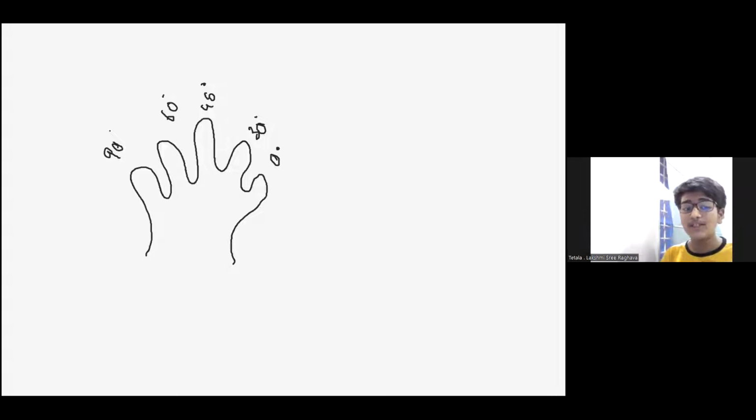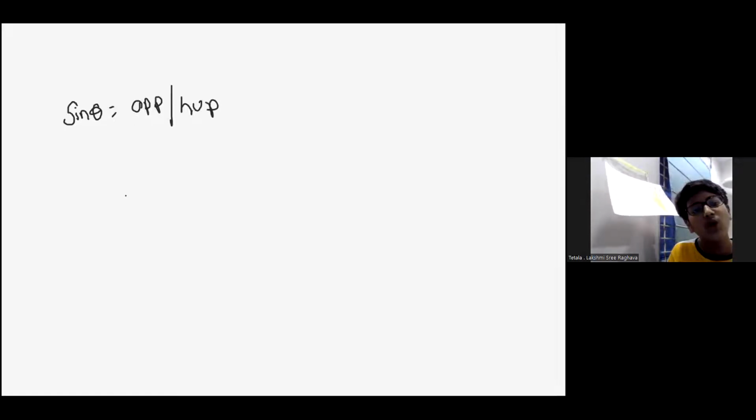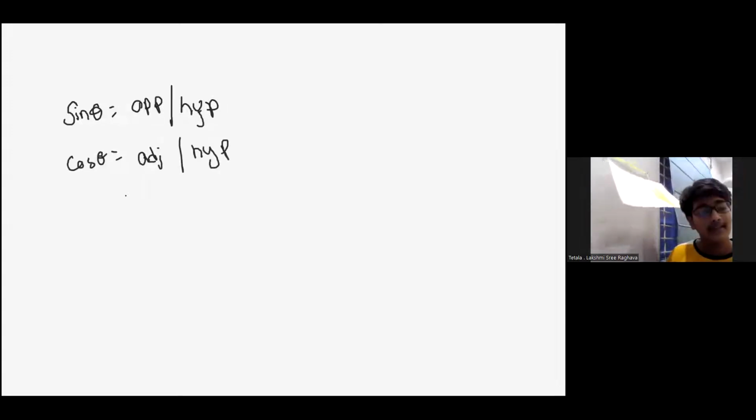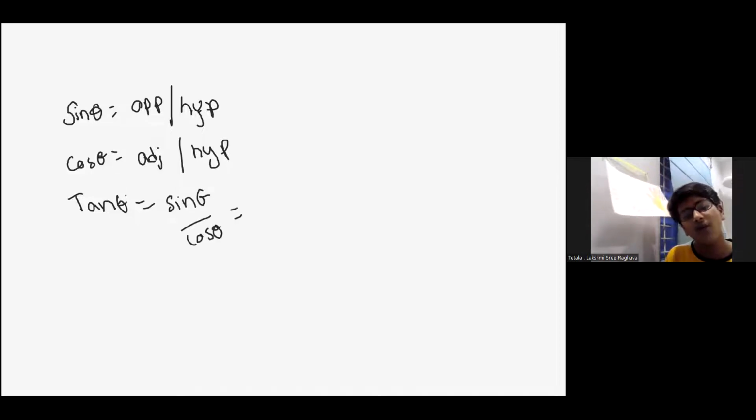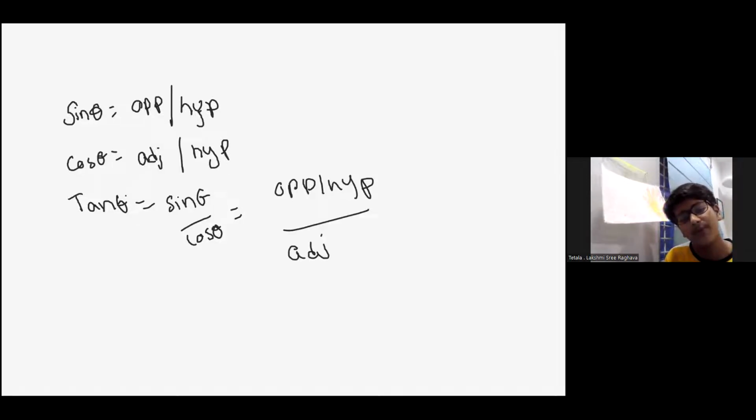First, let us know the formulas. Sine theta is equal to opposite by hypotenuse. Cos theta is equal to adjacent by hypotenuse. And then tan theta is equal to sine theta by cos theta, which implies opposite by hypotenuse divided by adjacent by hypotenuse. Hypotenuse cancels, giving opposite by adjacent.